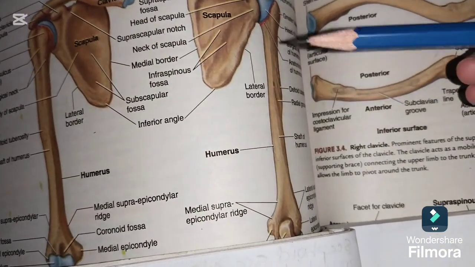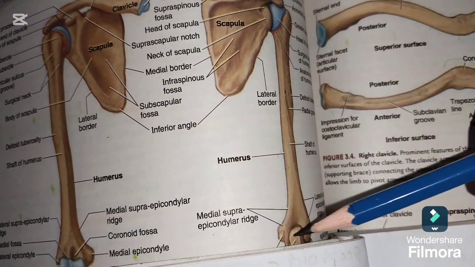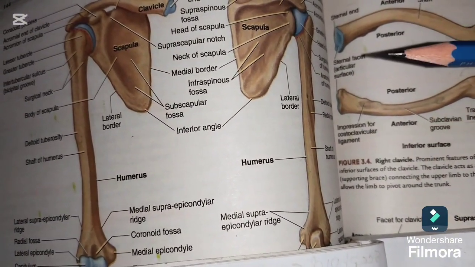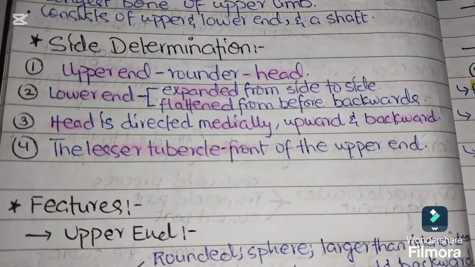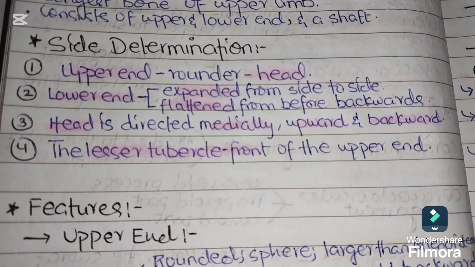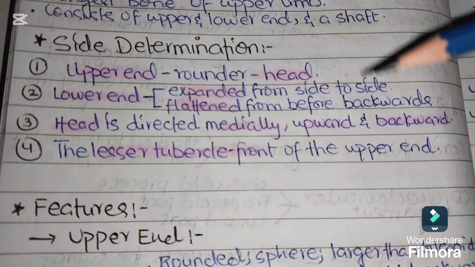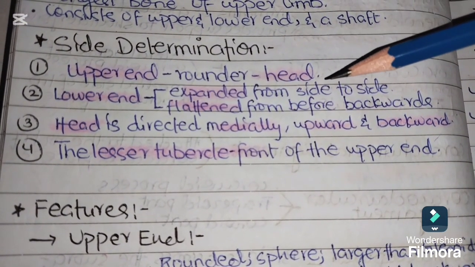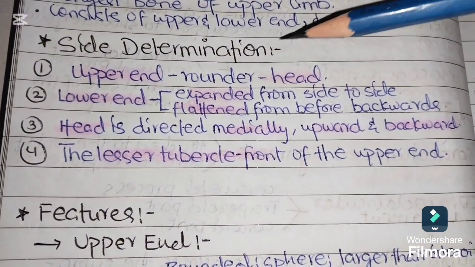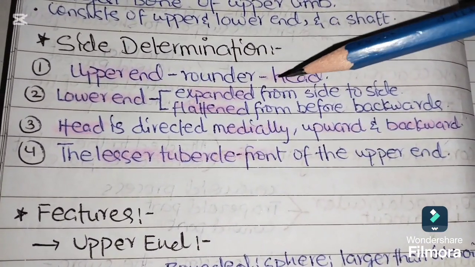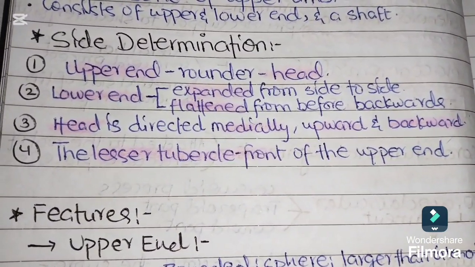You should also note that the shaft is known as the diaphysis and both the ends are known as epiphyses. Moving on to the side determination, you can easily determine whether the bone belongs to the right hand or the left hand by keeping in mind these 4 points. You can easily distinguish between the upper end and the lower end, of course, because the upper end consists of a rounded head and the lower end is expanded from side to side and it is flattened from before backwards.